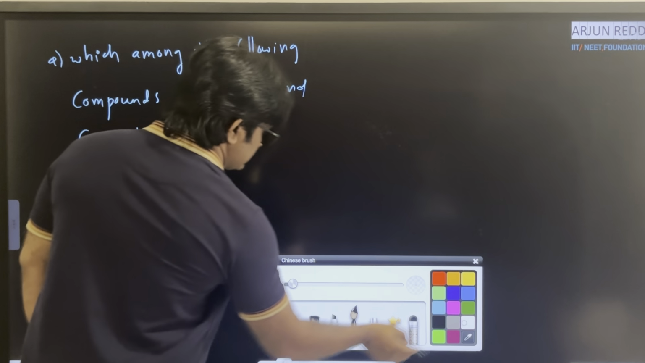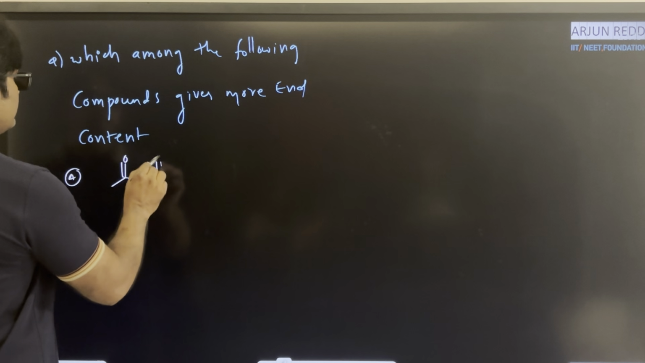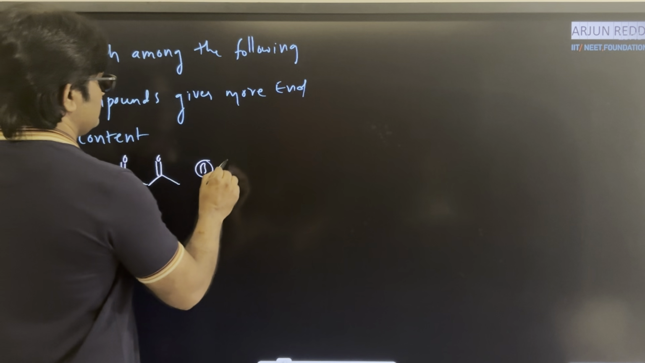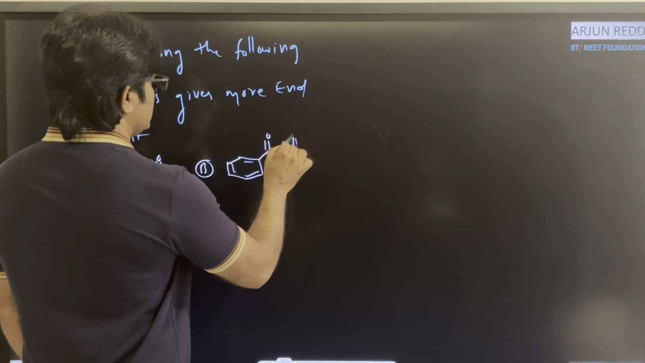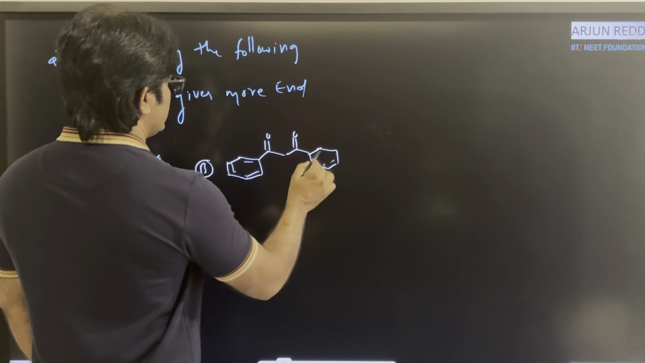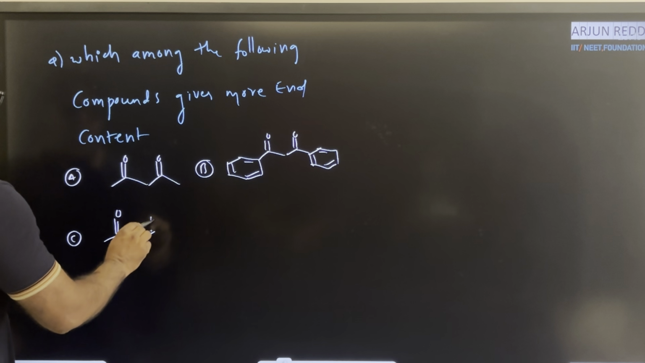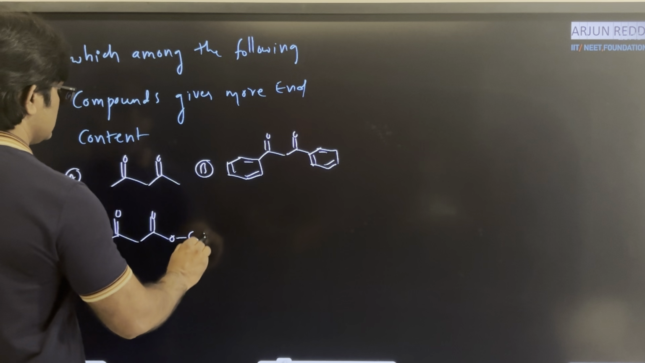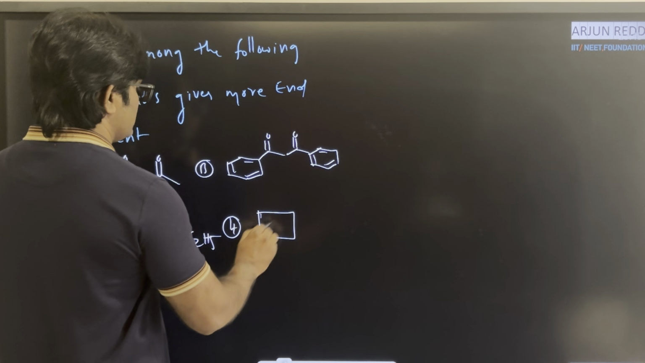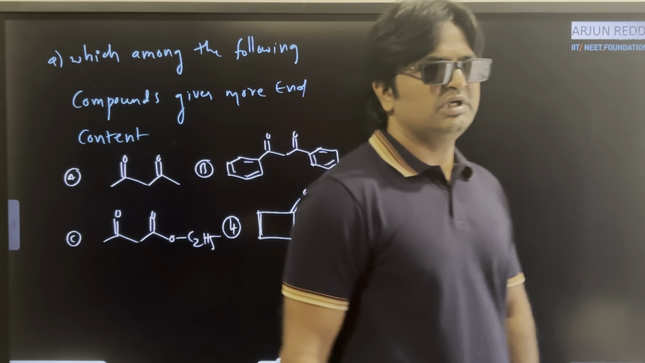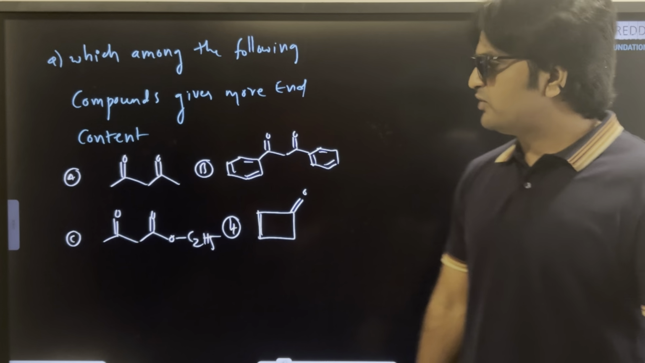More enol content, that is the question. Here they are giving options like this. This is our first option, a 1,3 dicarbonyl compound. And the second option, they are giving aromatic ring systems like this, C double bond O, again C double bond O, a 1,3 dicarbonyl compound, right? And the C option, C double bond O, next one here, an ester functional group is given, C2H5OH. And the fourth option, they are giving like this, a 4-member ring system, here C double bond O. That is the given question. Which among the following compounds gives more content of enol form? What is the right option?